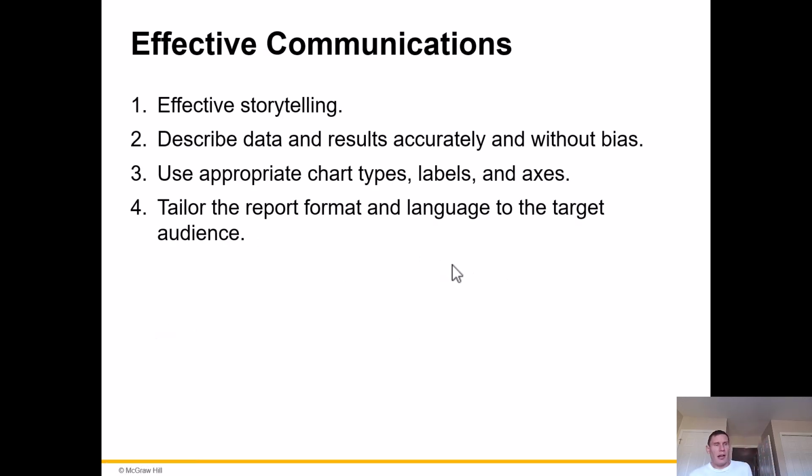Effective communications, certainly effective storytelling, being able to use the data to kind of tell the story, as we say. Describing data and results accurately and without bias is important. Definitely without bias is important. Use appropriate chart types, labels, and axes, and tailor the report format and language to the target audience. That's not always easy to do because the audience might be diverse, but think about what best gets the message across to the people I'm trying to communicate this to.